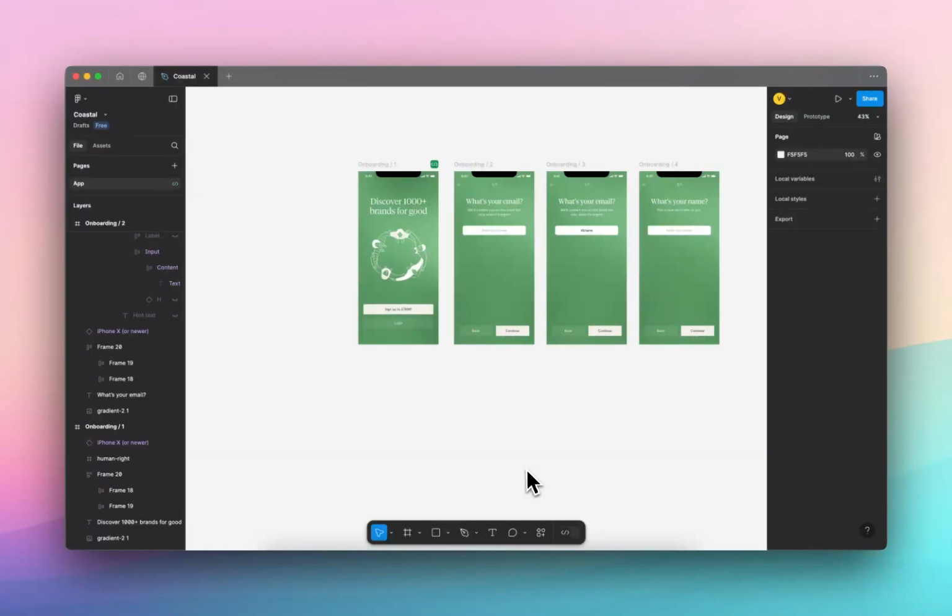So yes, that is it. That is our comparison between Figma and Framer.